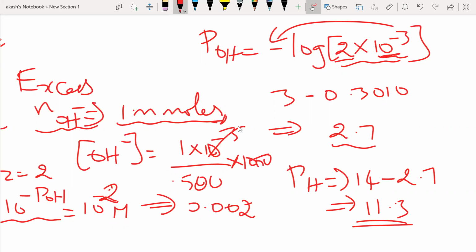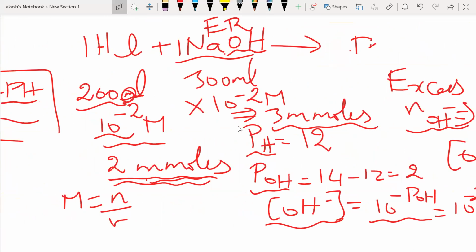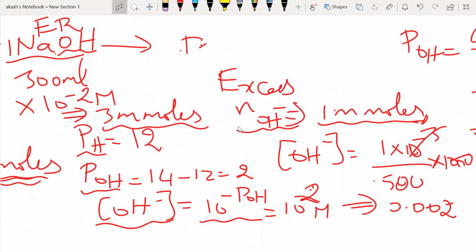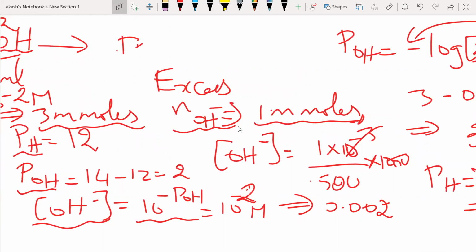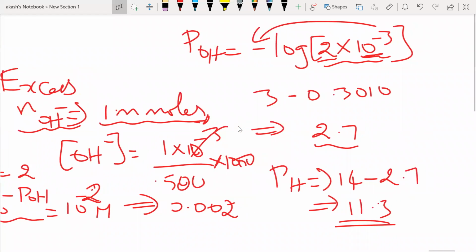I'll just give you a very quick recap of what I did. Very simple. I used the formulas for the H plus concentration and OH minus concentration in terms of 10 to the power minus pH and 10 to the power minus pOH. Then I calculated the number of moles, 2 millimoles and 3 millimoles, and found out the excess reagent is NaOH. Then I know the excess number of moles remaining in the solution is 1 millimole. Then I calculated its concentration, making sure that for the total volume I took 200 plus 300. Then I found the pOH, then I found the pH.